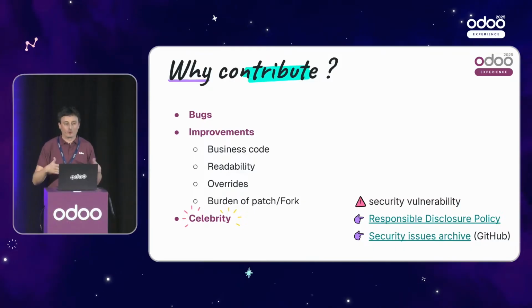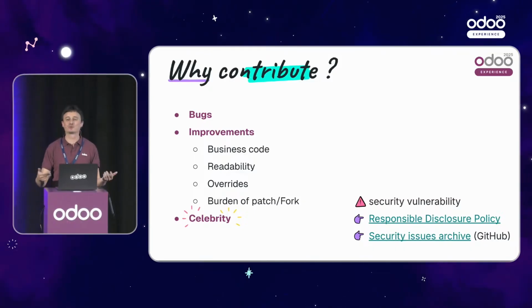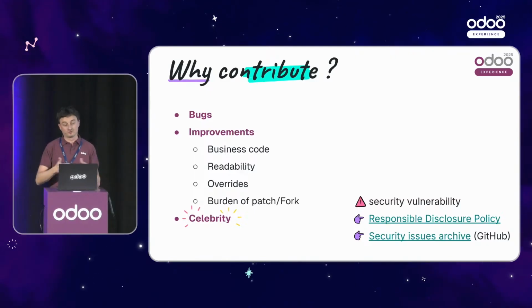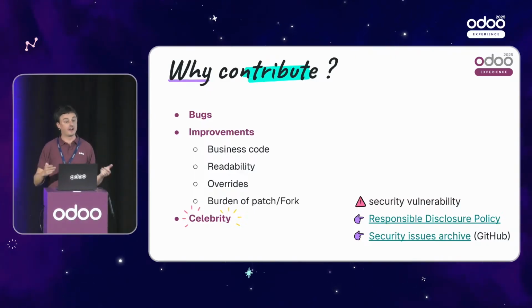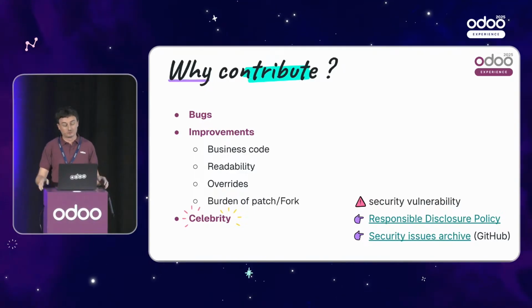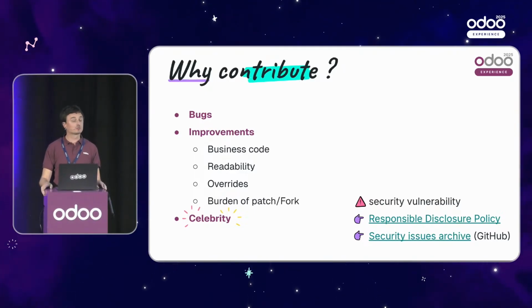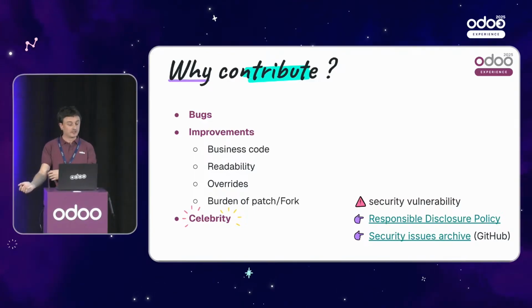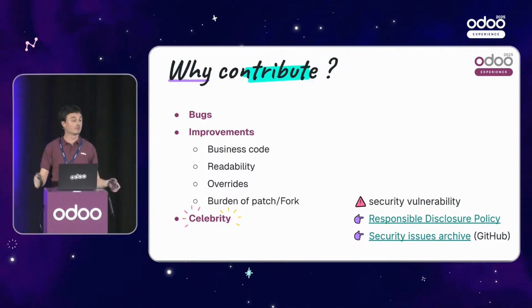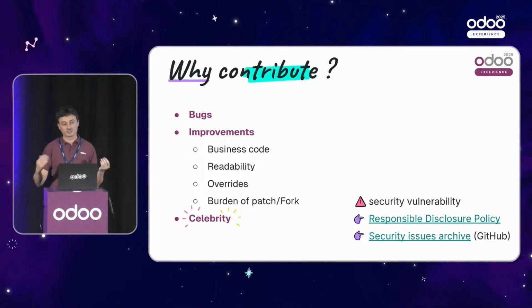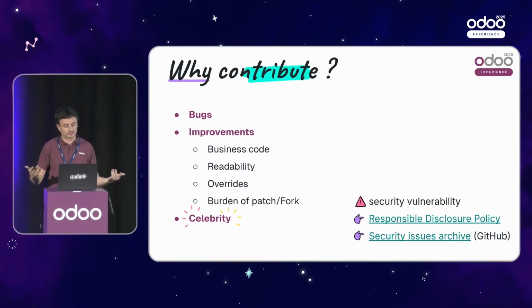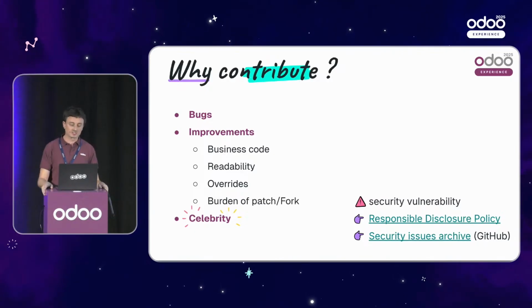So why would you like to contribute to the Odoo code base? First, you may find some bugs. So you are experimenting with Odoo, you have maybe some custom code and you find some bugs and they are annoying you and you would like to remove them. You may also want to put in some improvements. For example, you are using one of the modules and you think that it's not logical or it could be better. And that way you decide to create a pull request to make it better, to improve our code.